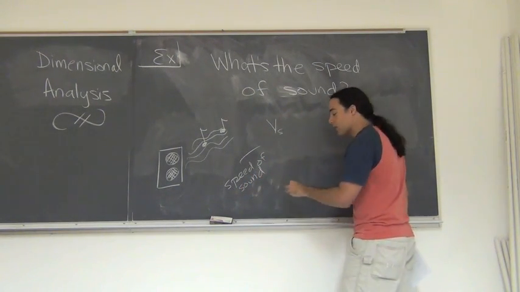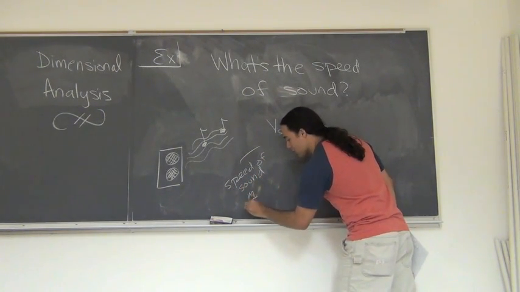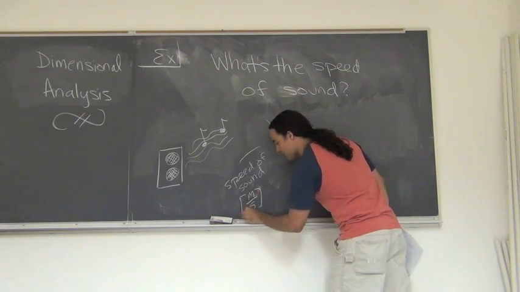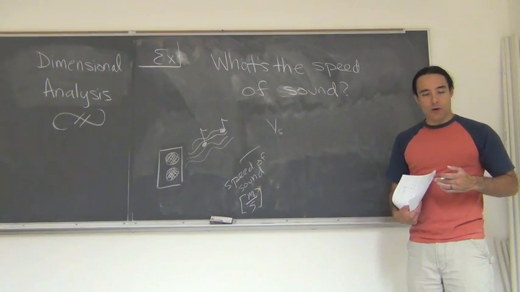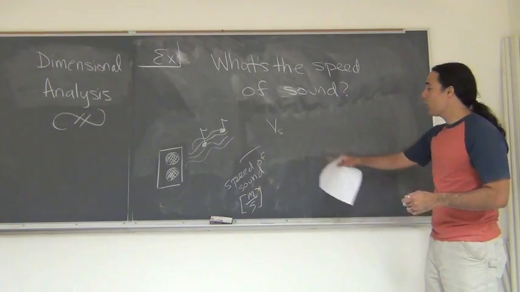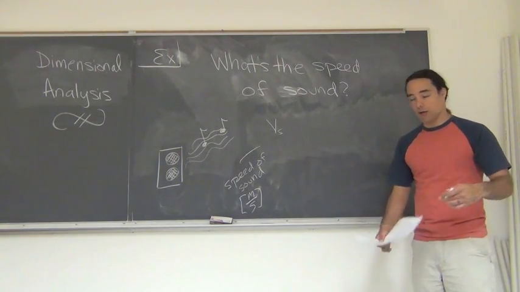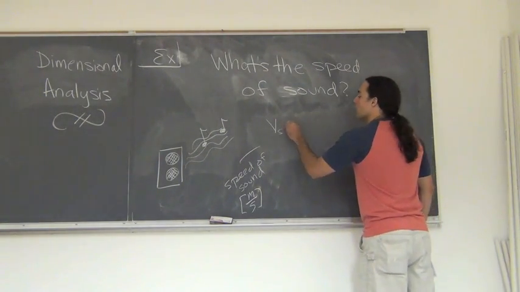That's the speed of sound. That's going to be in meters per second. I want to come up with an equation for the velocity of sound. To do that, I need to know what the velocity of sound is going to depend on. What could it depend on?